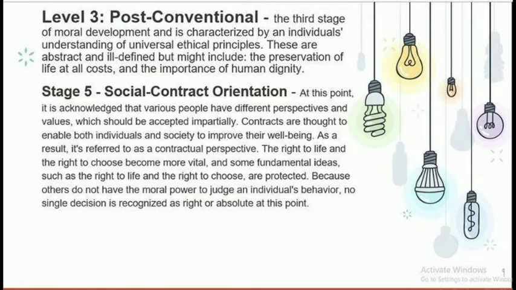At this point, it is acknowledged that various people have different perspectives and values which should be accepted impartially. Contracts are taught to enable both individuals and society to improve their well-being. As a result, it's referred to as a contractual perspective. The right to life and the right to choose become more vital, and some fundamental ideas such as the right to life and the right to choose are protected, because others do not have the moral power to judge an individual's behavior. No single decision is recognized as right or absolute at this point.